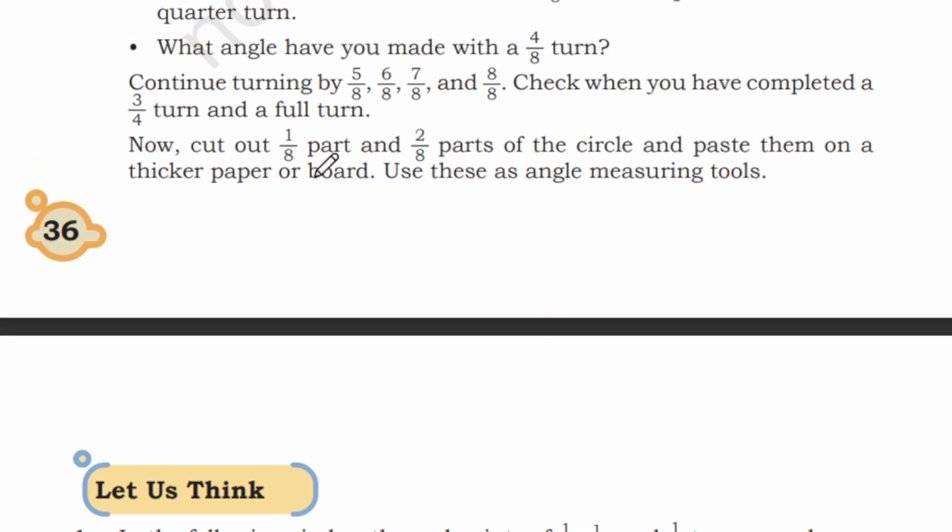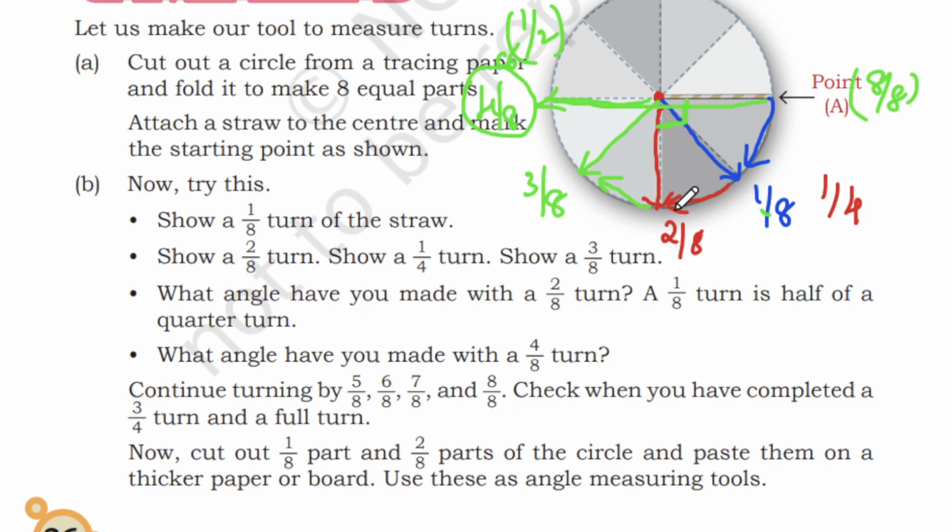Now cut out 1 by 8 part and 2 by 8 part of a circle and paste them on a thick paper board. Use these as angle measuring tools. Okay, you can cut this part, 1 by 8 part and 2 by 8 part. This alone you can cut and take it. Cut 1 by 8 part, this is 1 by 8 part. Again these two make 2 by 8 part, so cut these two parts alone, and you can use this as an angle measuring tool.